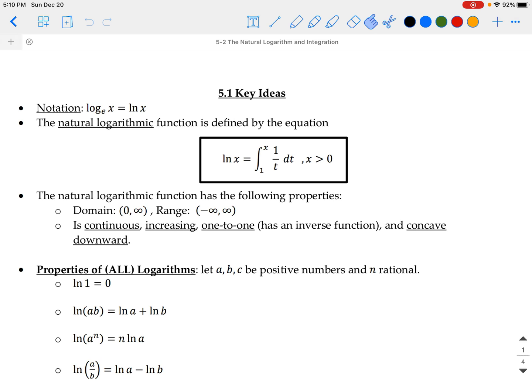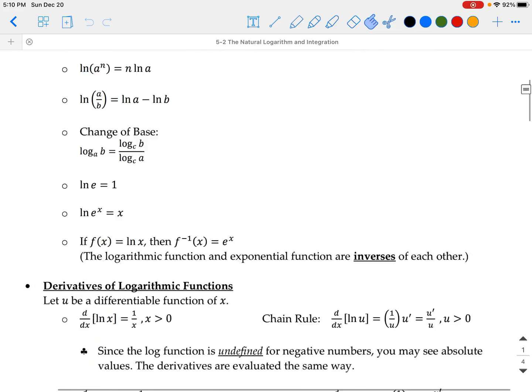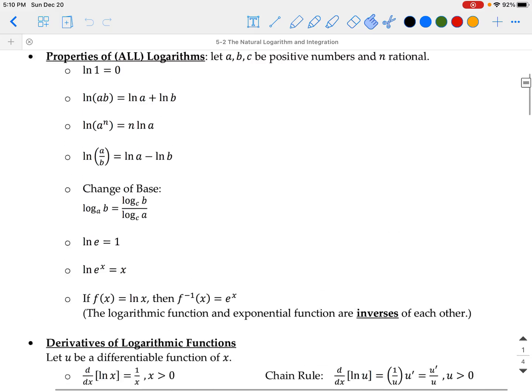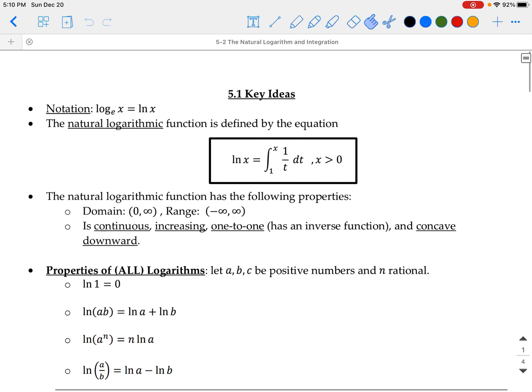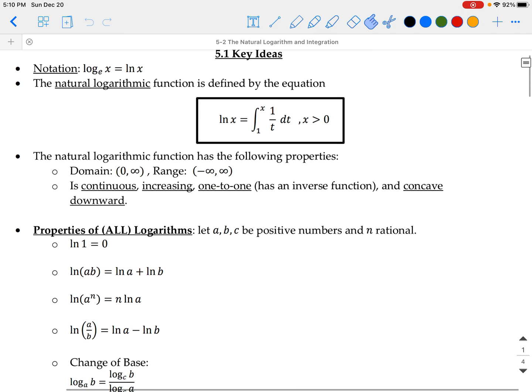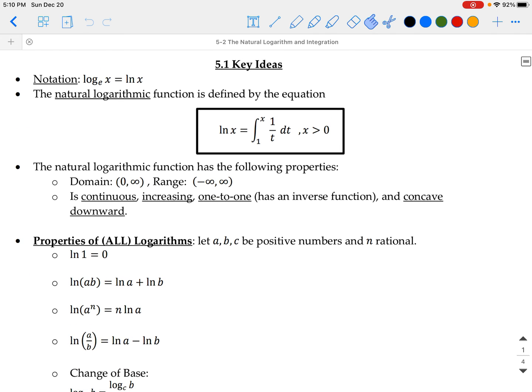So for 5.1, I kind of have just a one-page summary, which again you can look over. The starting point is really important though. So we're going to define the log function a little bit differently in order to make our derivative process a little bit more streamlined. So the natural log function, ln of x, which again is just log base e, is defined by the following equation.